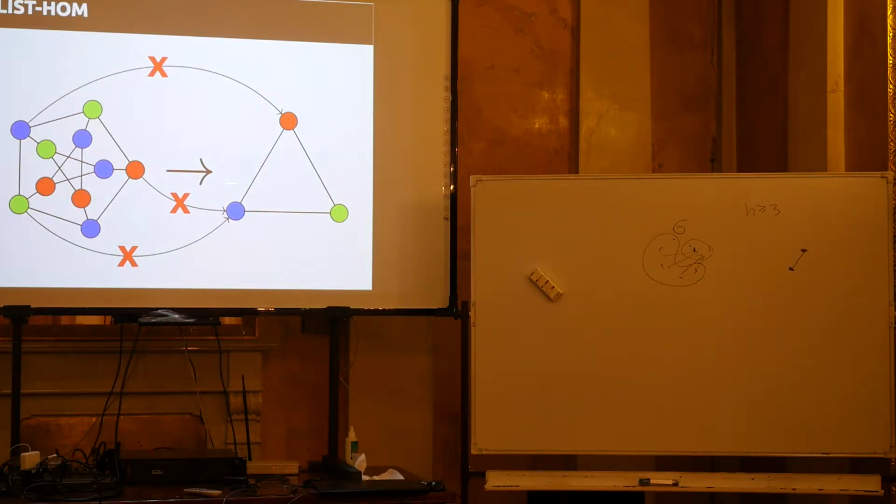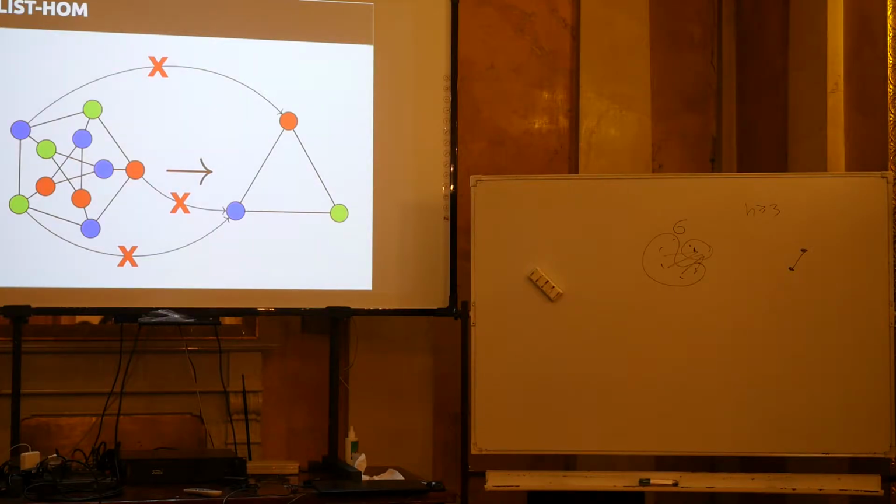Can you still find a homomorphism? In this case, you can. You see that, again, I want to map these red vertices to the red one, blue to the blue one, green to the green one. And this one is not mapped to the red, this one is not mapped to the blue, this one is not mapped to the blue. So I did find a list homomorphism for this problem.